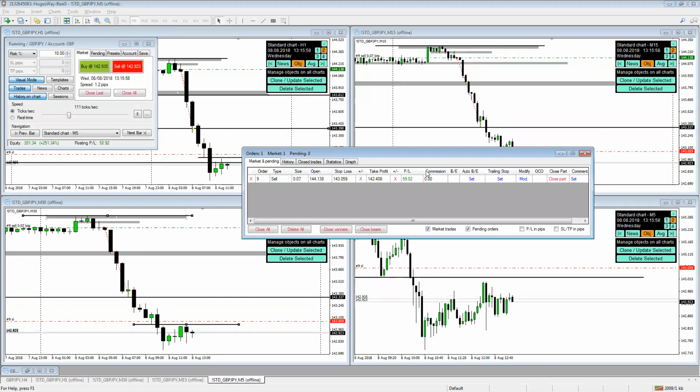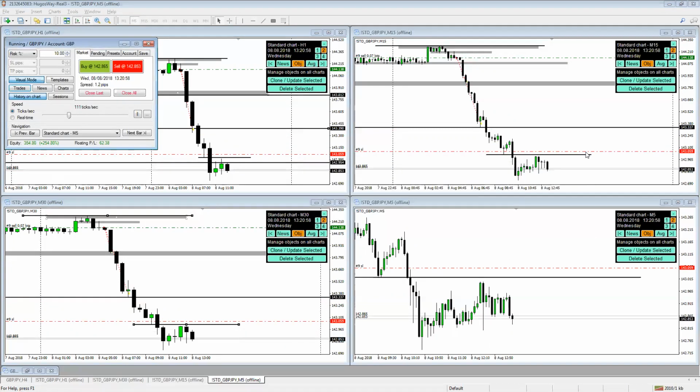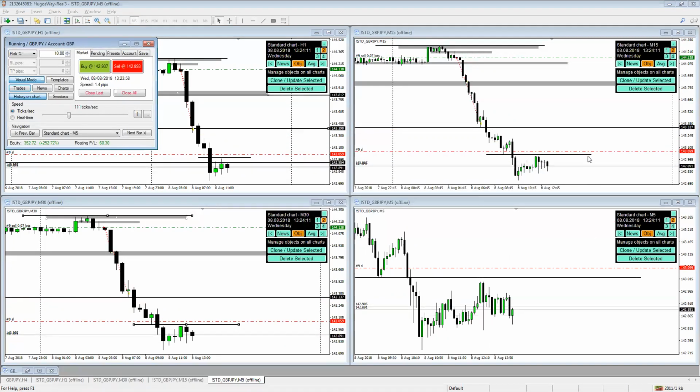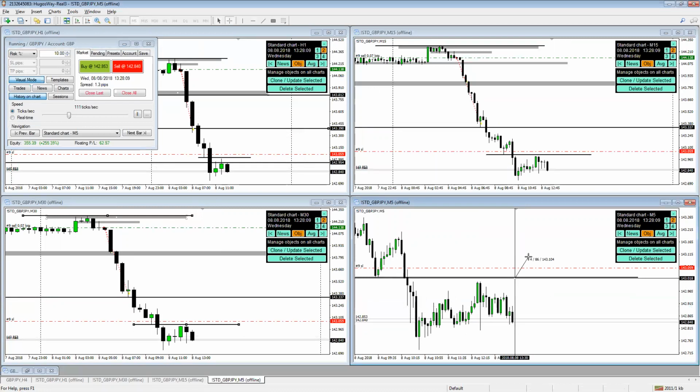Yeah, it feels like the momentum is dying down, right? Yeah. So it's safe that you moved your stop loss, just in case you break this. Yeah.